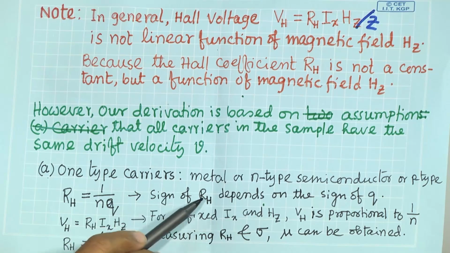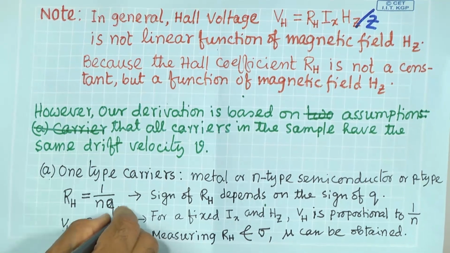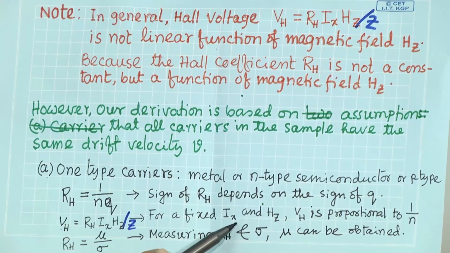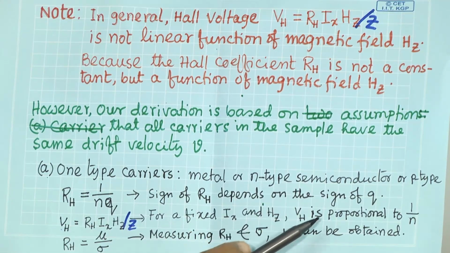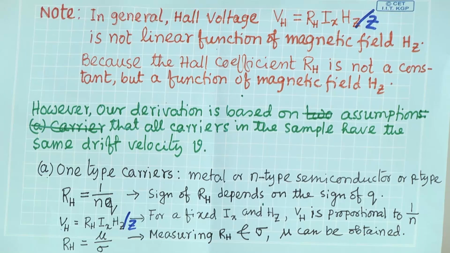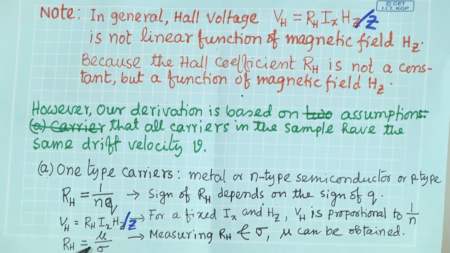Okay, so the sign of RH depends on the sign of Q, as I already told. And VH equal to RH IX HZ by Q by Z. Okay, so for a fixed current and HZ, VH is proportional to 1 by N. Now RH equal to mu by sigma.